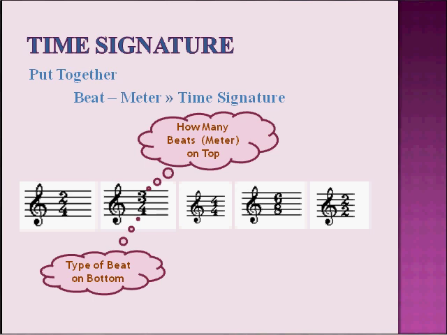How many beats is on top? That means in this case the 3/4 time, the 3 on top means there will be 3 beats per measure made up of the quarter notes, which is on the bottom. And on the other side where we have the 6/8, we have 6 beats in the measure made up of eighth notes. So we count each eighth note as a beat, and we could have 6 of them in the measure.